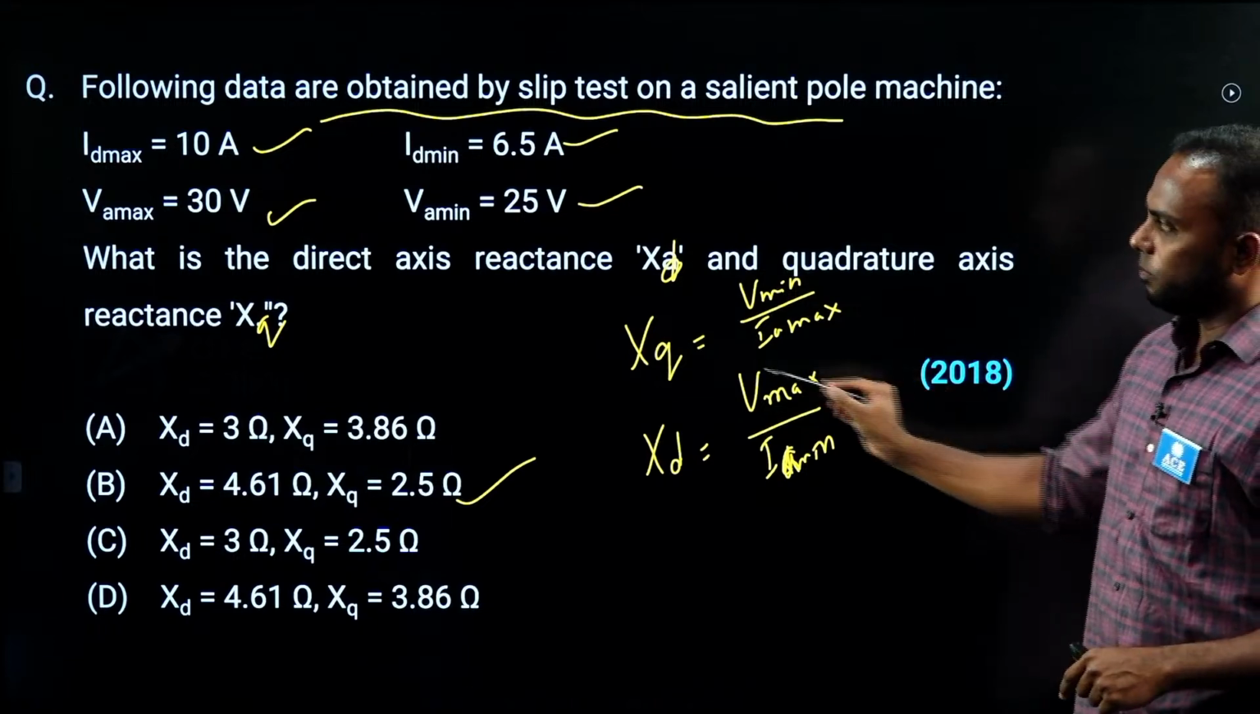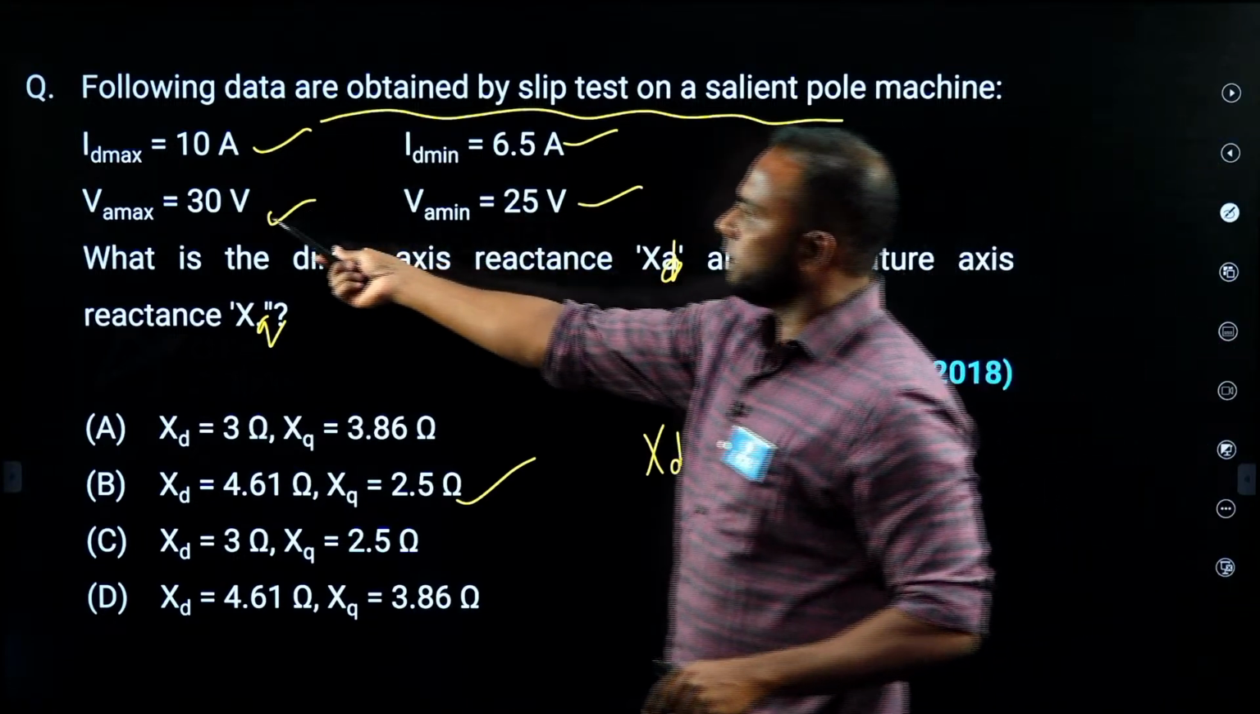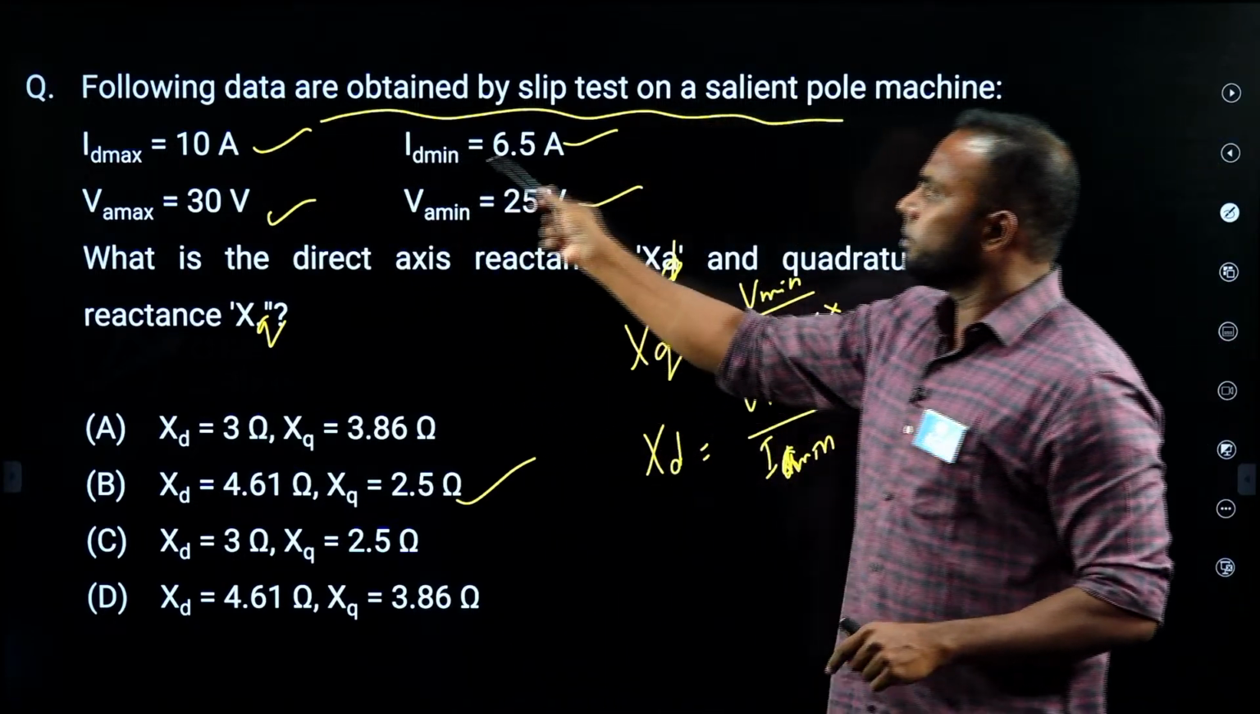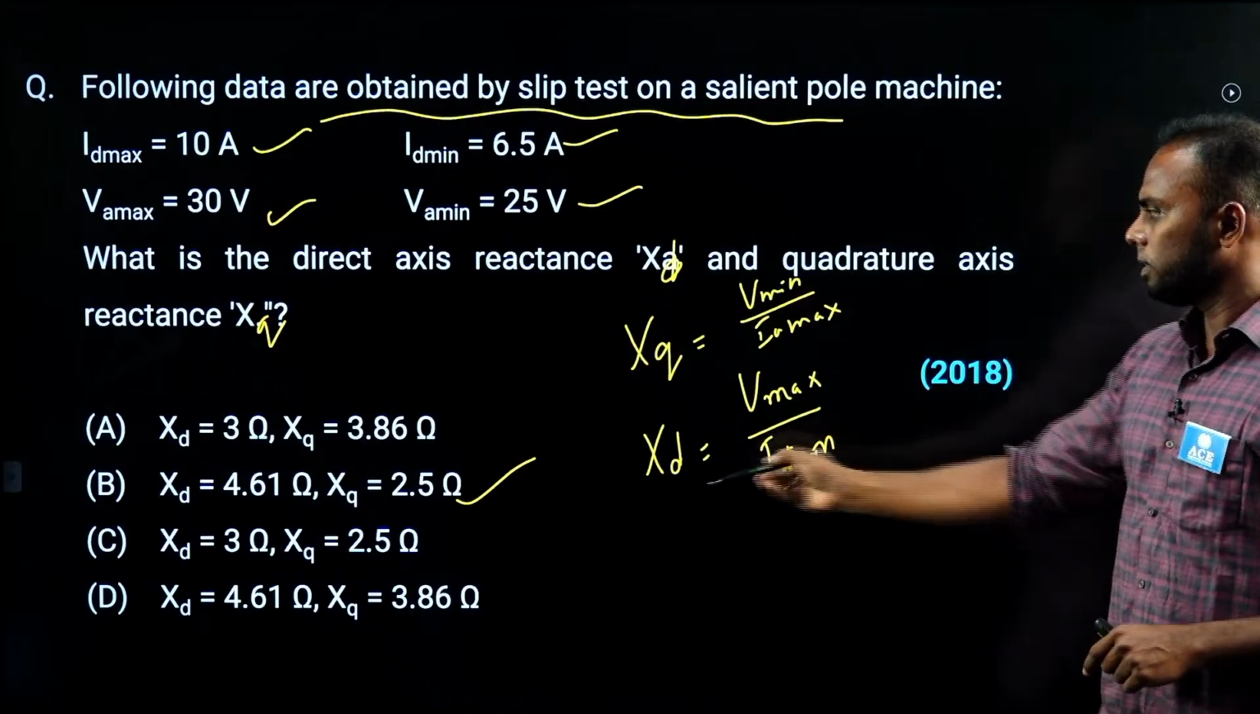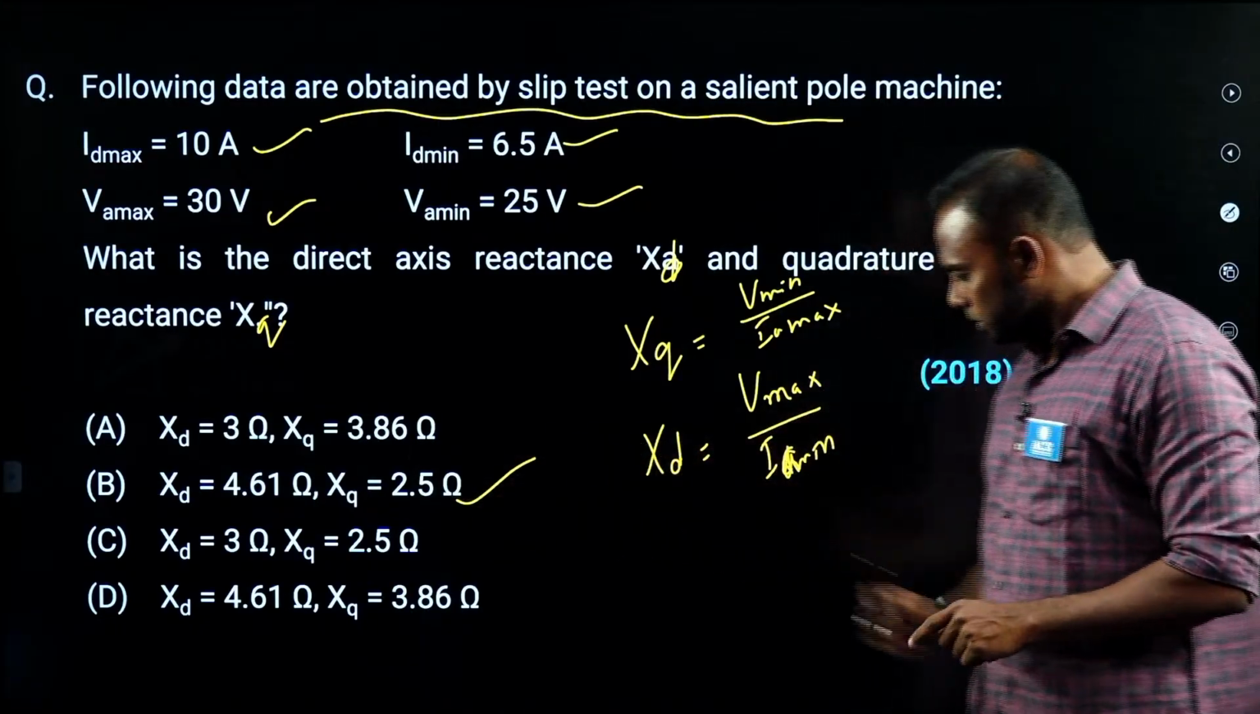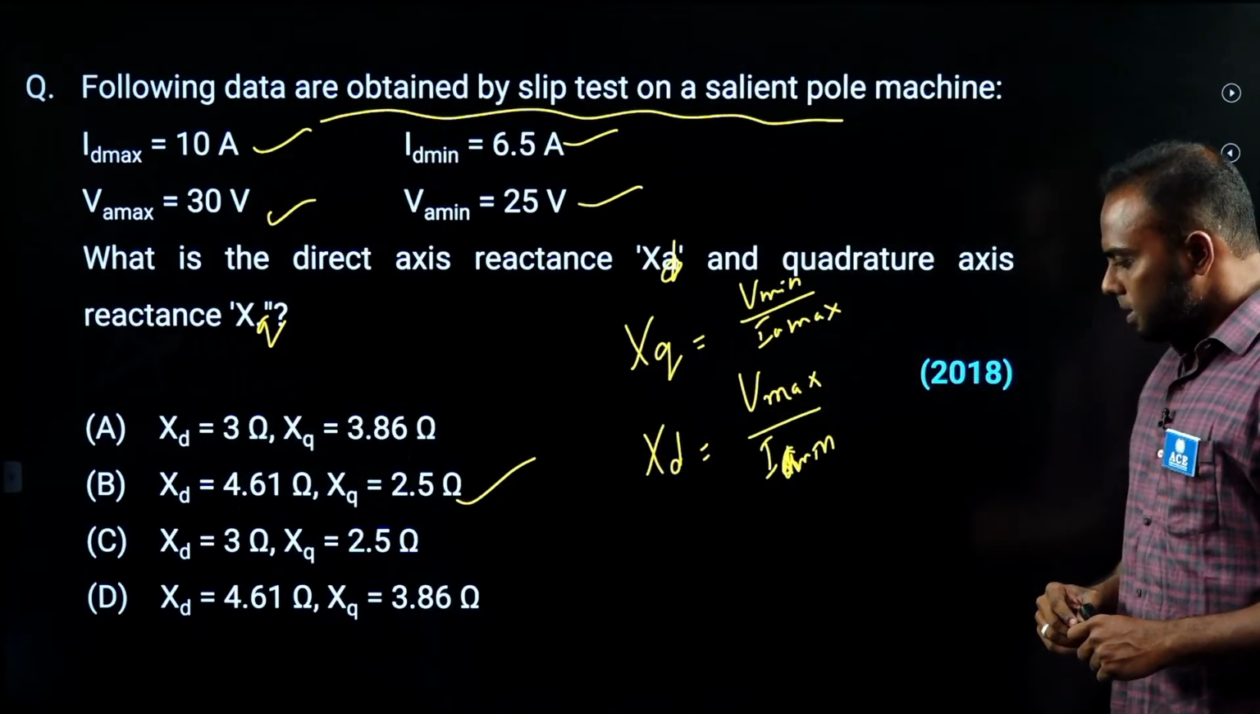XD is V max. V max is what? 30. And IA minimum is what? 6.5. 30 by 6.5 is this one. Check the values. Cross check. Next question.